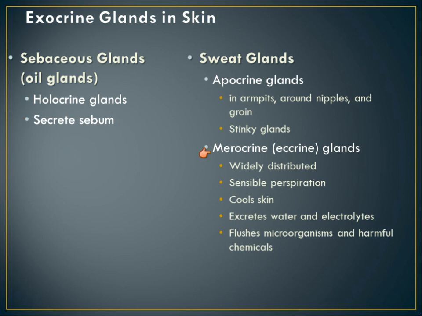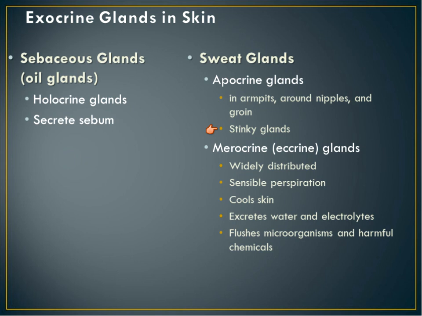For your sweat glands, you have two different types, apocrine and merocrine secretion glands. The apocrine glands are what we call our stinky glands. Apocrine secretion requires the apical portion, the top of the cell, to come off. We talked about how mammary glands sort of work that way. The top of it comes off, and that's how the secretion gets out.